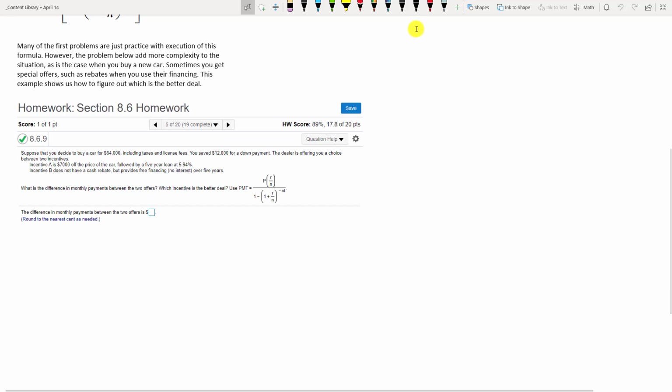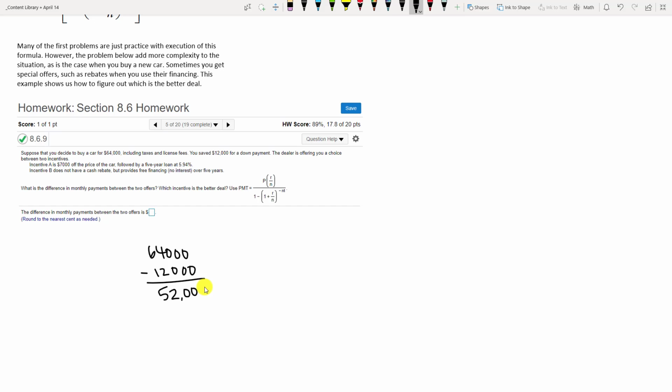We have a new car we're going to buy for $64,000, and that includes taxes and license fees. You pay $12,000 for a down payment. So the first thing we need to do for either scenario is take $12,000 off of this, because that will not be part of the amount that's financed. When we take that off, we come to $52,000 that needs to be financed. The dealer is offering a choice between two incentives.